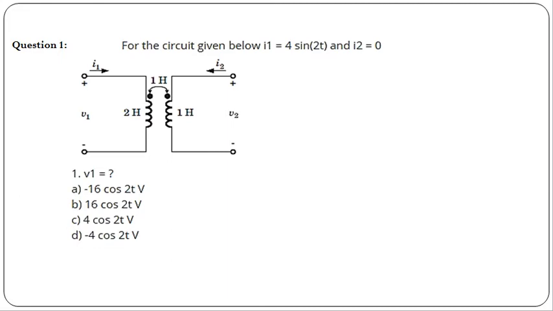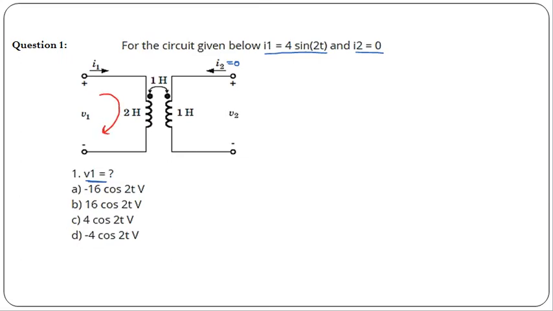Question is, for the circuit given below, current I1 is 4 sine of 2t and I2 current is 0. It means the secondary side current is 0. So if the current is 0, the secondary side is open circuited and the I1 current value is 4 sine 2t. We have to find the value of V1, the voltage at the primary side. For that we will apply the KVL in this loop.